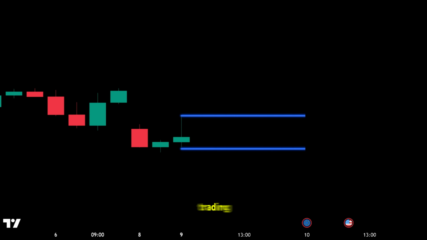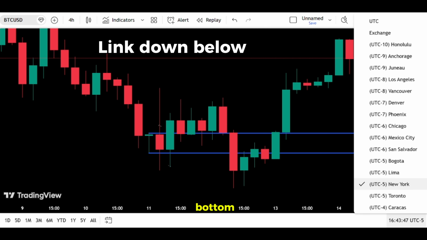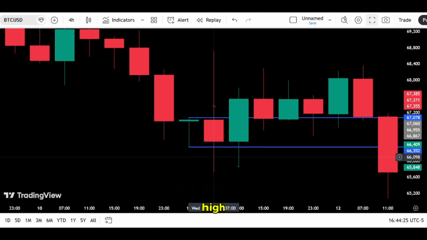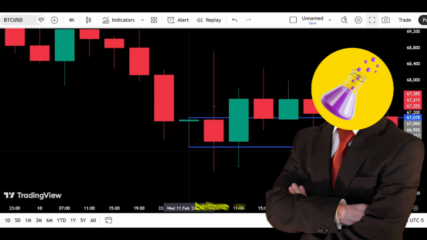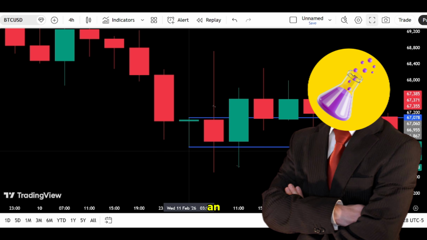To do this on TradingView, switch to the 4-hour time frame, go to your time zone settings in the bottom right corner and set it to New York time. Then find the first 4-hour candle that opened today. Draw a line at the high, draw a line at the low, and extend both lines to the end of the day. One thing, make sure that the candle has fully closed before you mark it. If it's still forming, just wait. You don't want to be drawing lines off an incomplete candle.